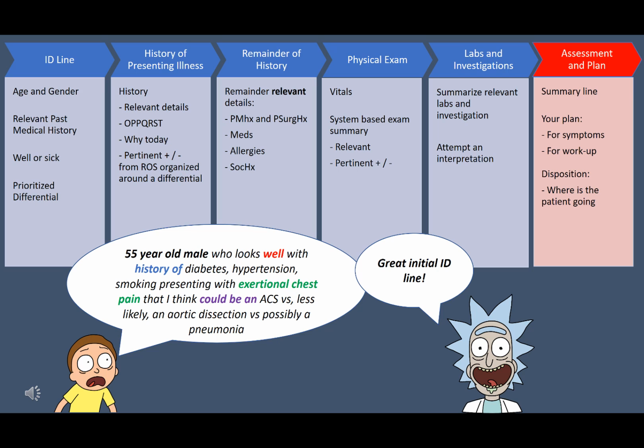Finally comes the assessment and plan. If you've already provided a differential diagnosis, then simply provide a transition phrase and then jump right into your plan. So what I mean is, say something like, "I have a 55-year-old gentleman with chest pain, and what I would like to do is," and then elaborate on your plan.